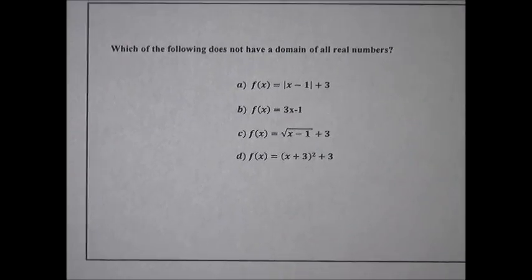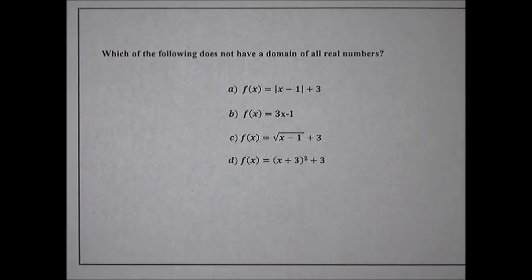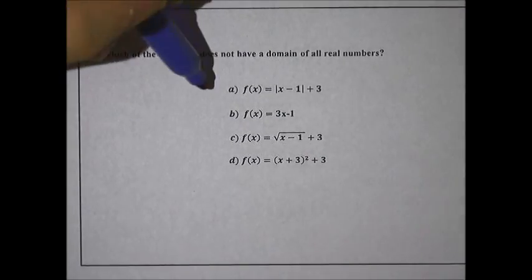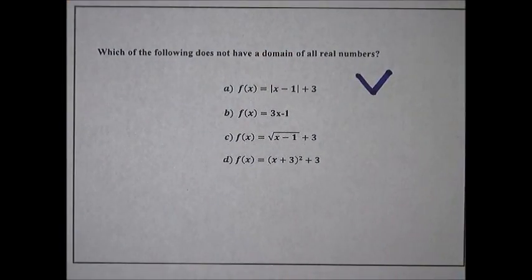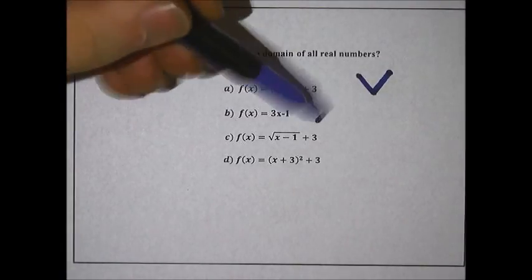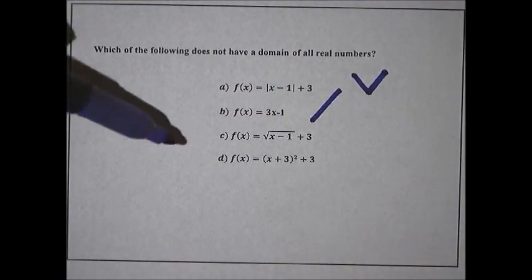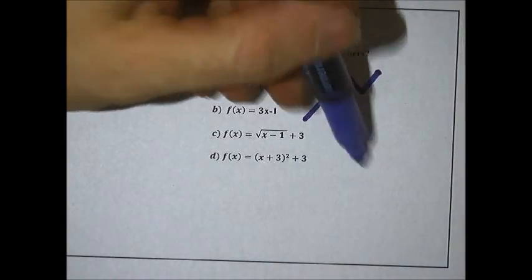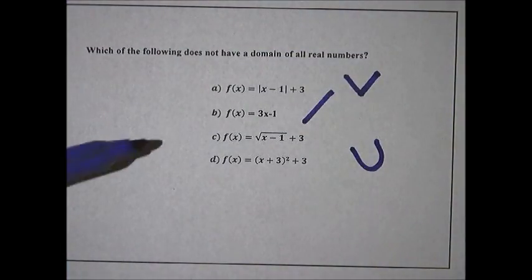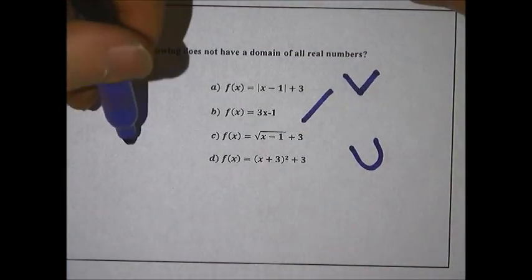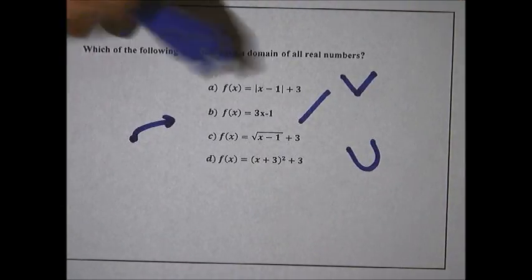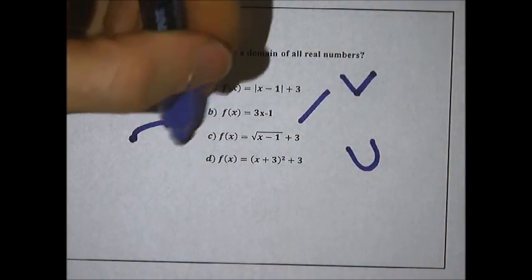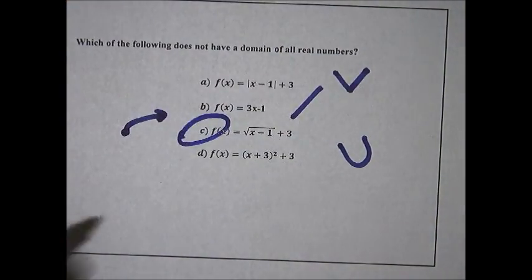In the next one, which of the following does not have a domain of all real numbers? The first one's an absolute value. It's in the shape of a V. It has a domain of all real numbers. Second one is a line. It has all real numbers. The last one is a quadratic. It's a parabola. It's all real numbers. Choice C is a square root. It looks like this, and that's the one where x is always greater than whatever the shift had been for the graph. So the one that does not have the domain of all real numbers is choice C.